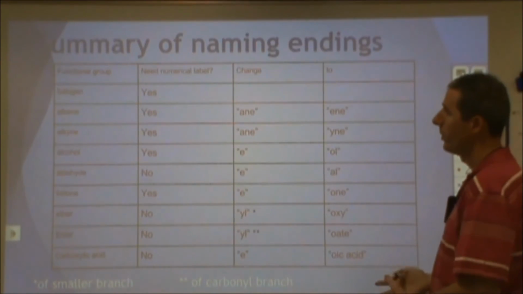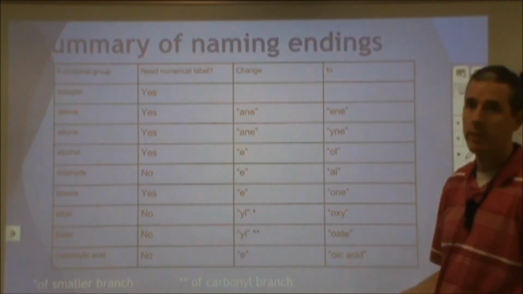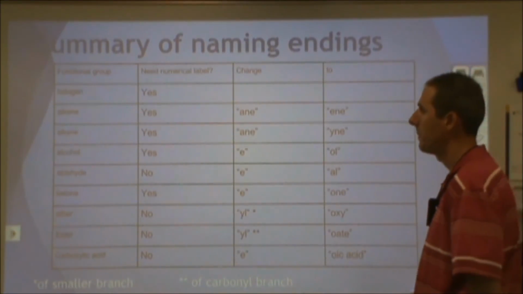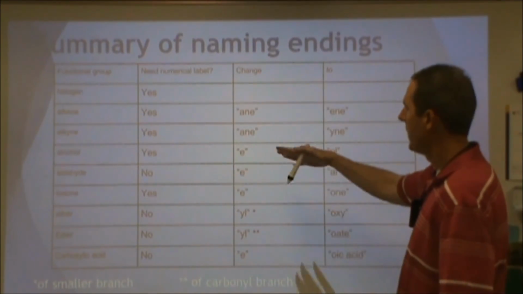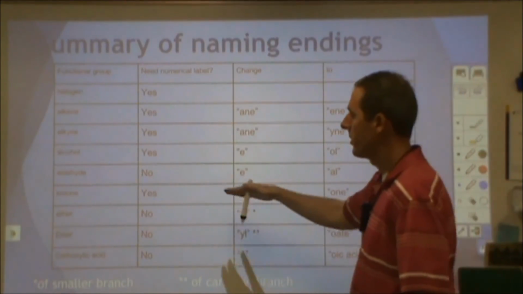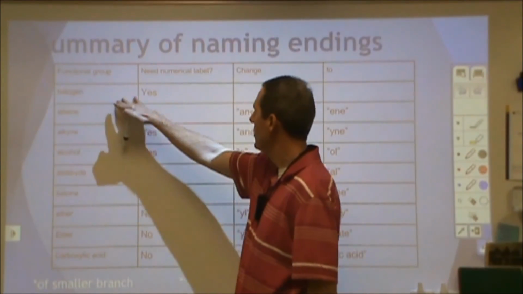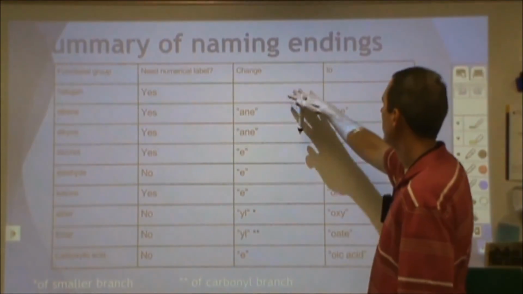So if you want to go through and click on the website, there's a link to some notes on this organic naming process, all from the IUPAC perspective. And at the end, it gives a summary of all the naming endings. So if you have a functional group that's a halogen, do you need a number label? How do you change the ending?